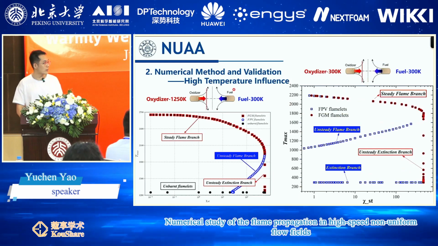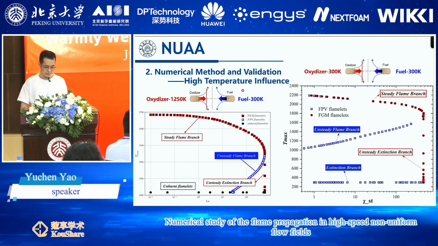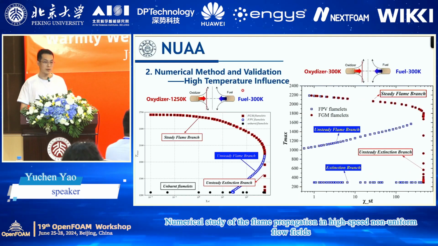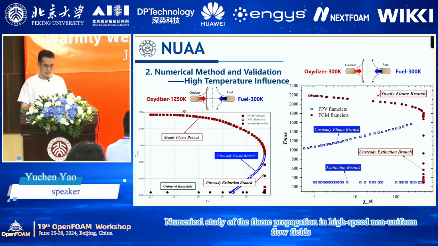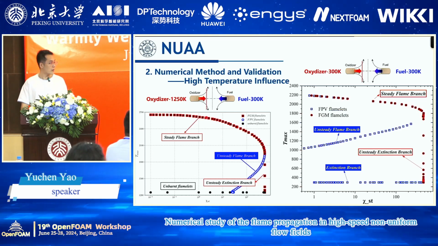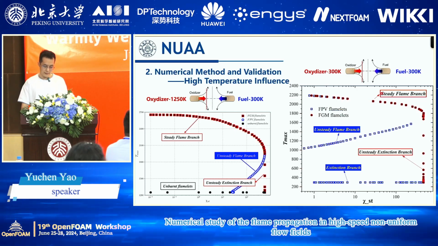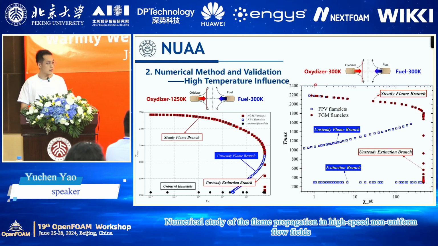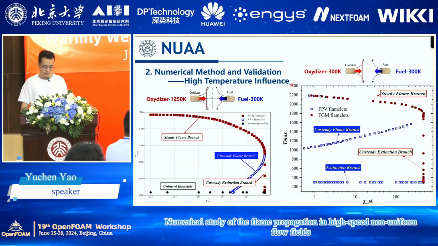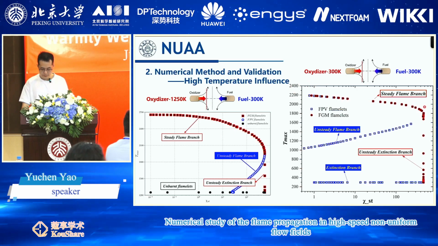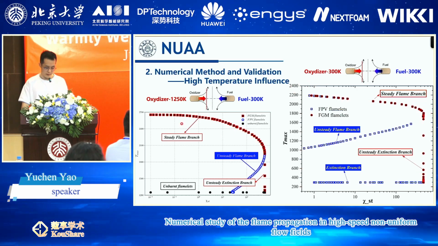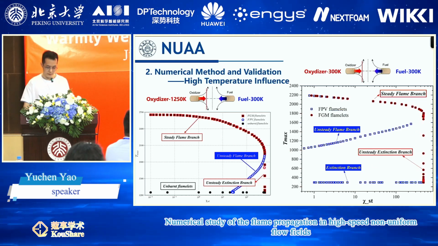Here is a little problem when we built the laminar flamelet database. The left side is the high temperature condition laminar flamelets, and on the right side is the low temperature laminar flamelets. We can see that the steady flame branch and the unsteady extinction branch are almost the same. There is no big difference.